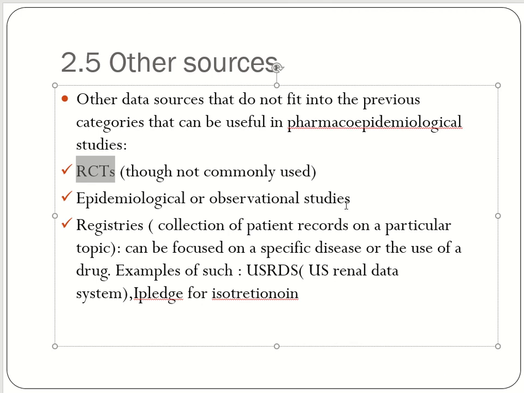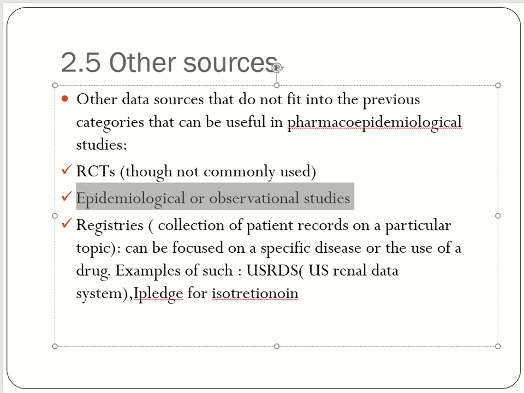Also, epidemiological or observational studies: any kind of study that has collected data, and somebody is using that data for a different research question. They're looking at something totally different from what it was originally intended, so it becomes a secondary database. Number three, registries, which we kind of mentioned already.